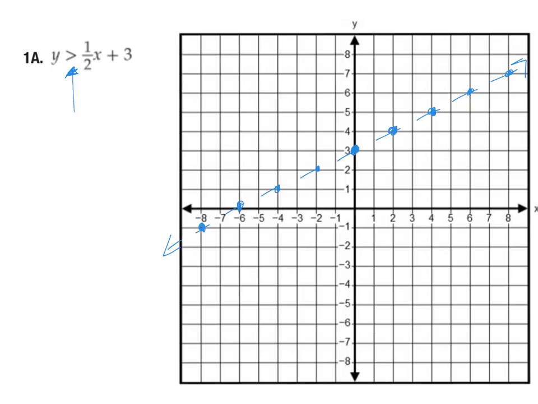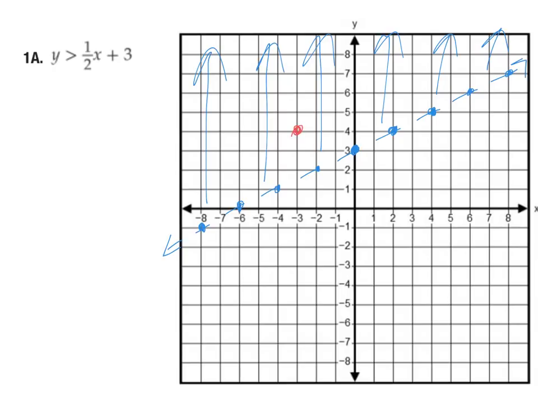Now this says all of the y values that are greater than 1/2 x plus 3. There are a bunch of ways we can look at this. Y is greater than. The y values that are above are here. Every coordinate in that shaded region should make this inequality true, and every coordinate in the non-shaded area should make that inequality false. So let's pick a point and check it.